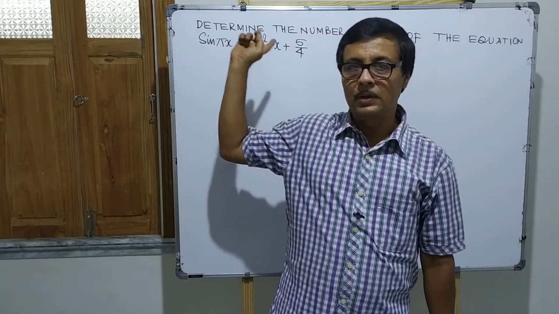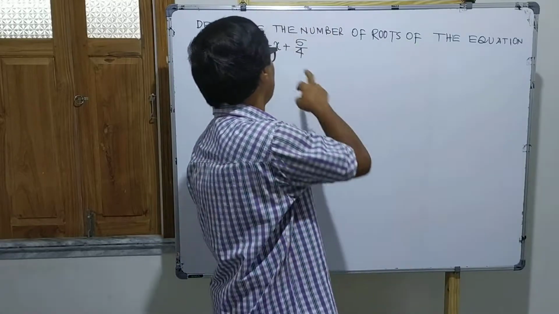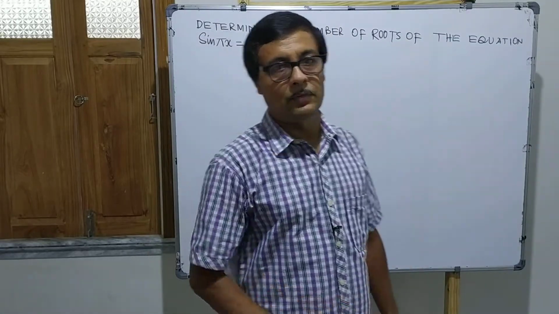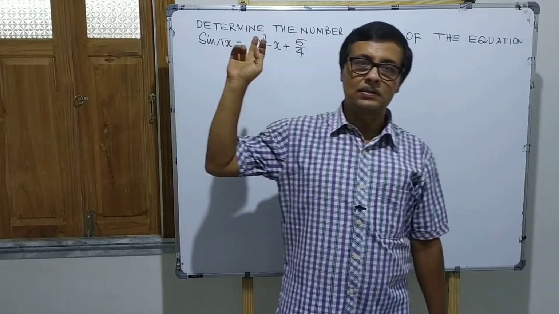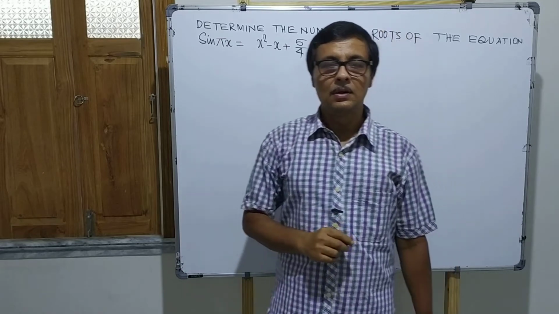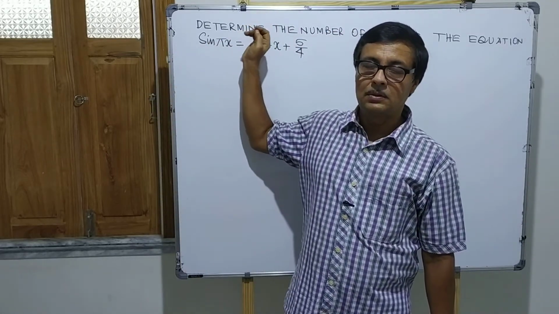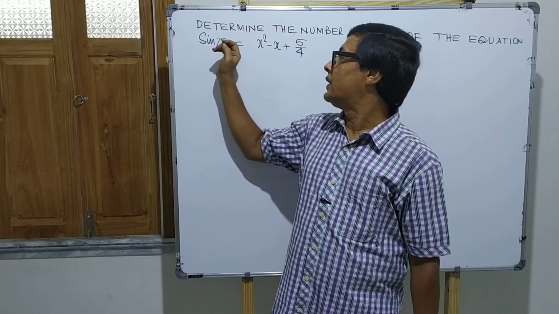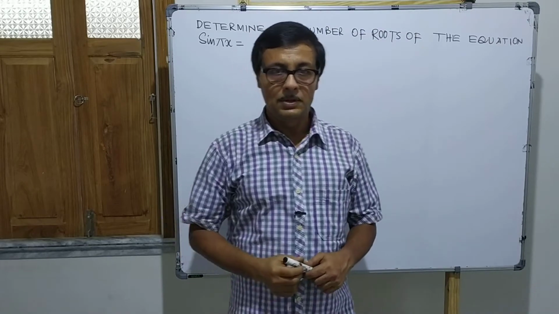Today we shall solve a very beautiful equation. The equation is sin pi x equal to x square minus x plus 5 over 4. This is a very beautiful equation. It includes two functions: one is a trigonometric function and the other is an algebraic function. We have to determine the number of roots of this equation, that is sin pi x equal to x square minus x plus 5 over 4. Now let us begin.